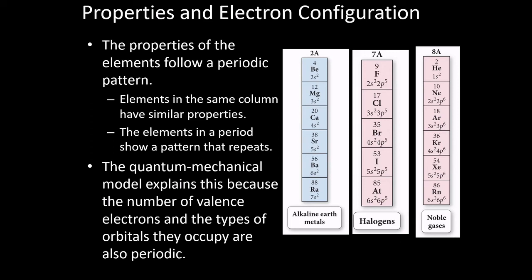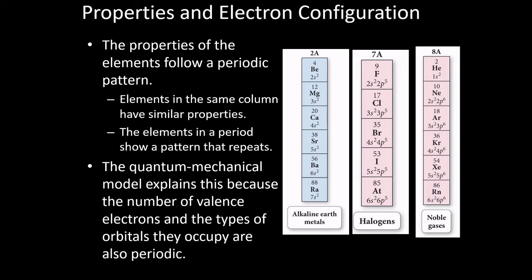Let's get back to talking about the properties of elements and how electron configurations have an effect on the properties of elements. We've already discussed, at least briefly, the reason why the periodic table is arranged the way it is. So it's arranged based on the electron configuration. We have the s block, the p block, and so on. The elements are arranged according to that configuration.